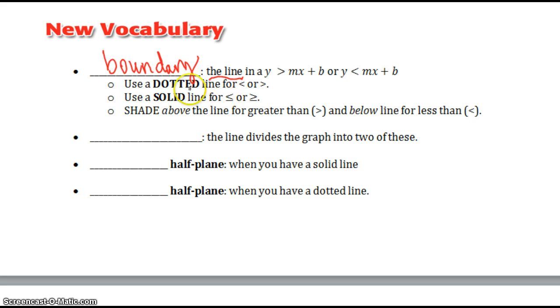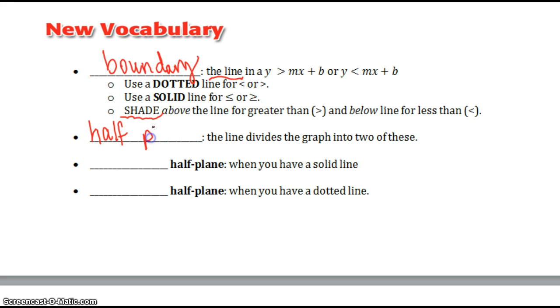Now, your boundary is going to be a dotted line if it's greater than or less than, and it's going to be a solid line if it has the equal to. Then we're going to shade. This is what's the new part. We're going to shade above the line for greater than and below the line for less than. So if you're scratching your head saying, I don't have any idea what she's talking about, just write down the word boundary and know that I'm going to be explaining it as I work the problems.